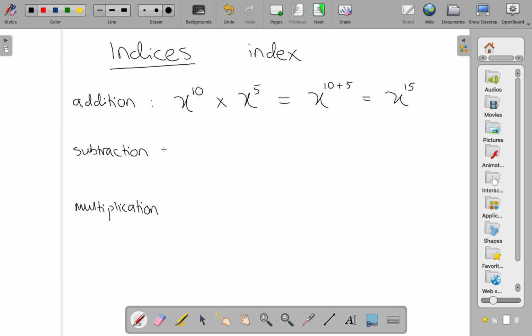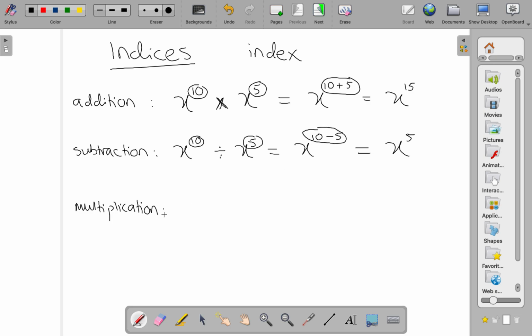Now, if instead we divide the two powers, we take away the powers, or we subtract them. So this would be x to the 10 minus 5, which is equal to x to the power of 5. So the first rule is addition, because when we multiply the two terms together, we add the powers together, like we've done here. And the subtraction rule is when we are dividing the two terms, we take the powers from each other. So we do the first one, take away the second one, so 10 minus 5.